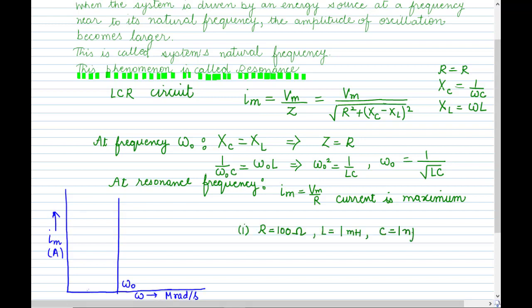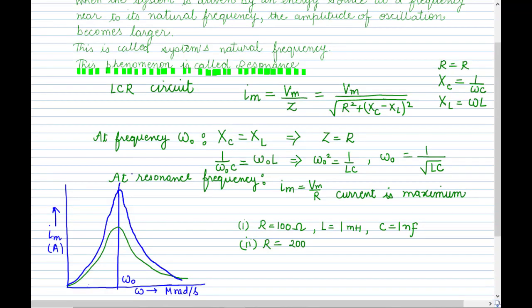So in case 1, we have resistance equal to 100 ohm, inductance 1 millihenry, and capacitance 1 nanofarad. But now in case 2, when the resistance is say 200 ohm, if we plot the graph, what we get is like this.